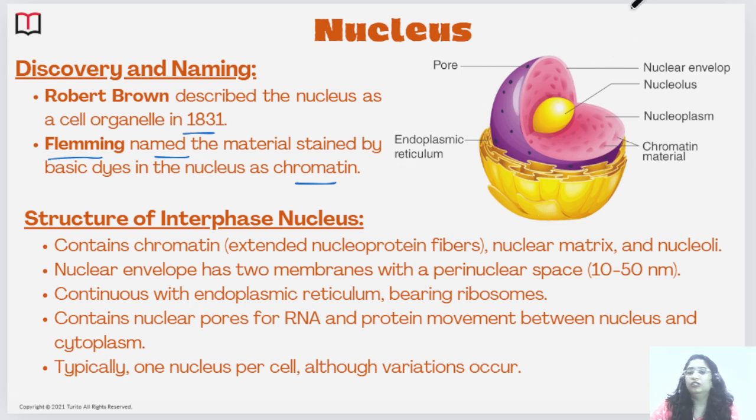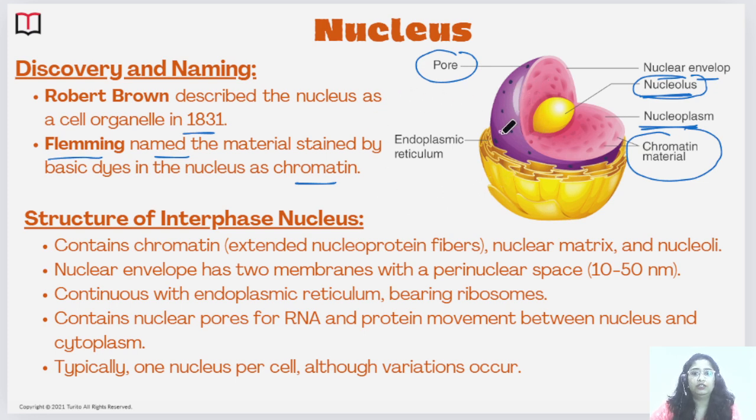Here you can see the structure of the nucleus. Outside the nucleus, there is a nuclear envelope. The nuclear envelope consists of pores which are called nuclear pores. Through these pores, RNA and proteins move in and out of the nucleus. At the center of the nucleus, there is a structure called the nucleolus, and this nucleolus helps to synthesize ribosomes or rRNA. Nucleoplasm is the jelly-like substance inside the nucleus, and finally, the chromatin material is present.